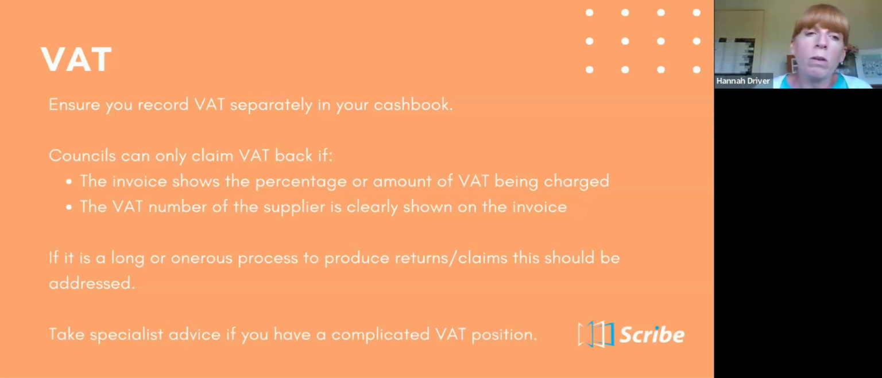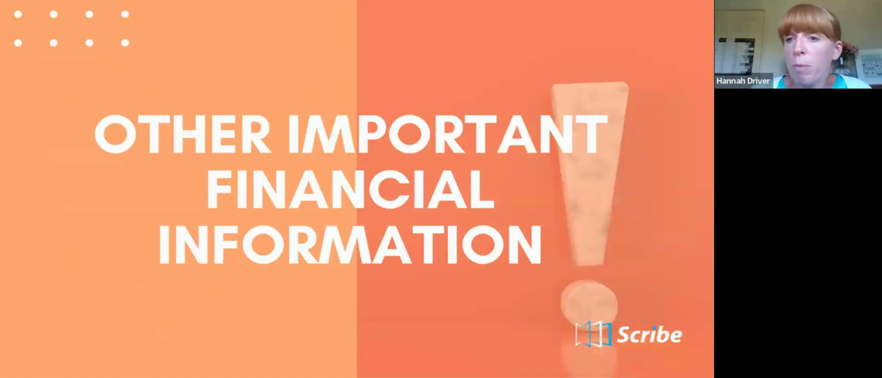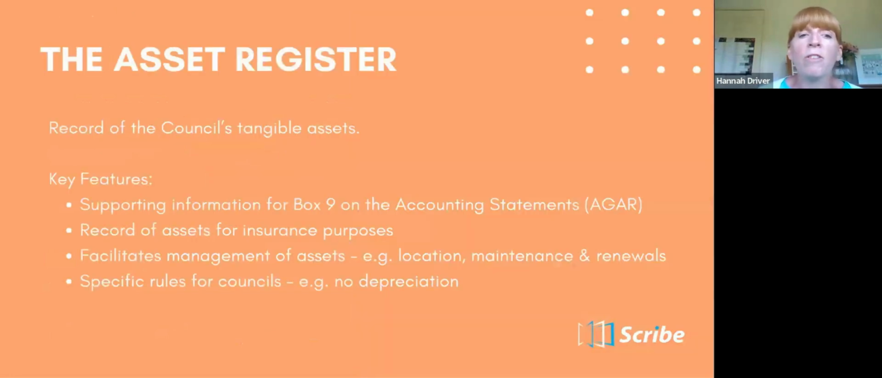Okay. So far we've talked mainly about the cash book, all the transactions in there, the reports that come out of it and the bank reconciliations. But there are some other levels and bits of financial information that are important to record as part of all your financial information within the council. Firstly is your asset register, and that's your record of your council's tangible assets.